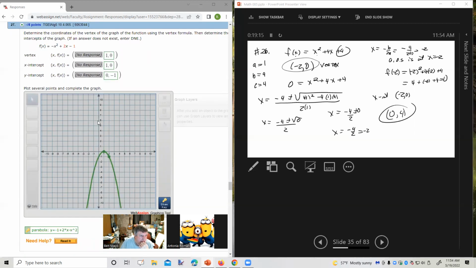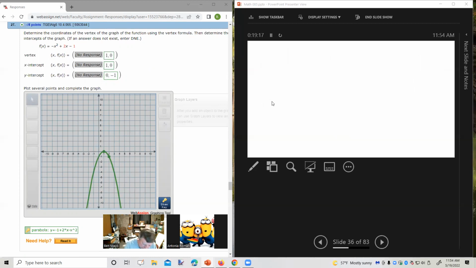So let's see here. What do we got? 27. Basically the same thing. f of x equals negative x squared plus 2x minus 1. Before we go on, did you get the story problems? I think you did them yesterday. Yeah, but were you able to get them? No, not on those ones.